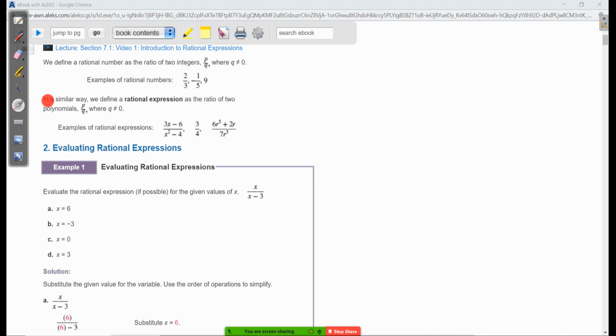In a similar way, we can define a rational expression as a ratio of two polynomials, p over q, where q is not equal to 0. So our polynomials we can put in fractional form too. Example 1 reads, evaluate the rational expression if possible for the given values of x.